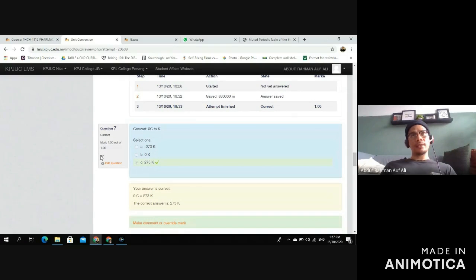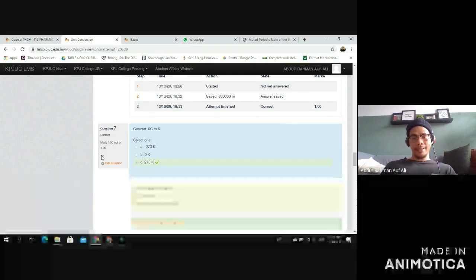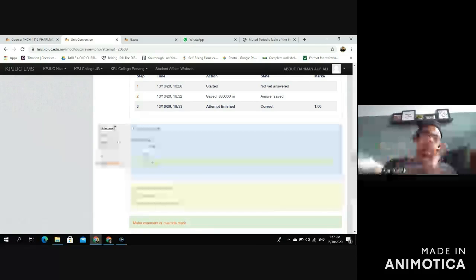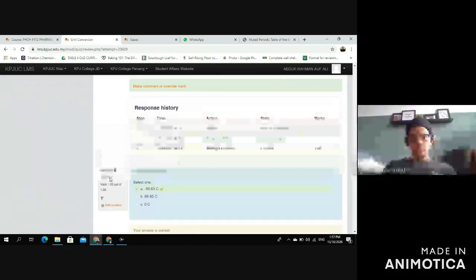I'll give you another example. Let's say you need to convert 10 degrees Celsius to Kelvin. So you take 10, you plus 273. So the final answer is 283 Kelvin. So 10 degrees Celsius equals 283 Kelvin. If you want to convert Celsius to Kelvin, you just plus 273 to the degree Celsius value. Next question, convert Kelvin to Celsius.